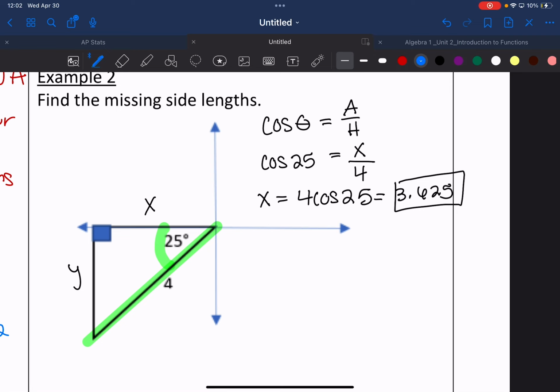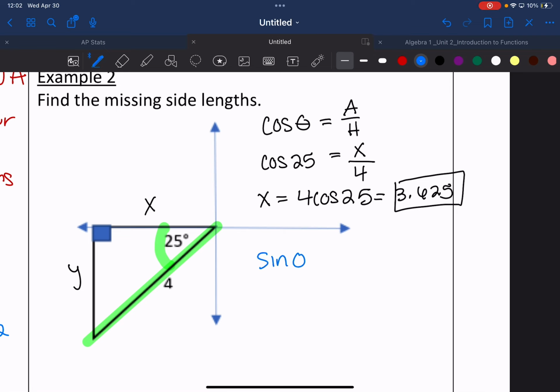The next side we're going to try to find is y, and notice that y in regards to our angle 25 is what? Opposite or adjacent? So we're looking at y and we're looking at our angle 25. Is it opposite or adjacent? Opposite, and since it's opposite and we have the hypotenuse, we use sine.